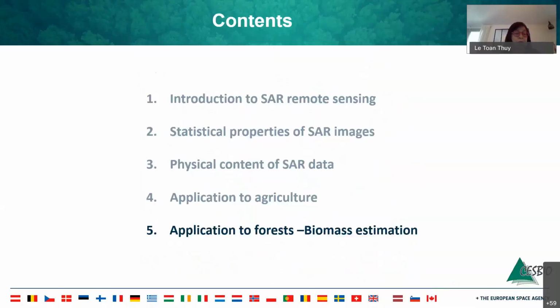Okay, now I go to the application to forest. I'm looking at how long. Okay, half an hour. Application to forest and biomass estimation, but Clément already did a lot about the biomass mission.